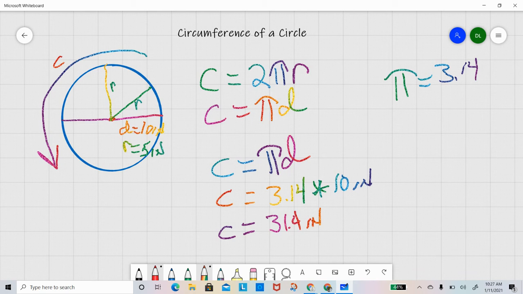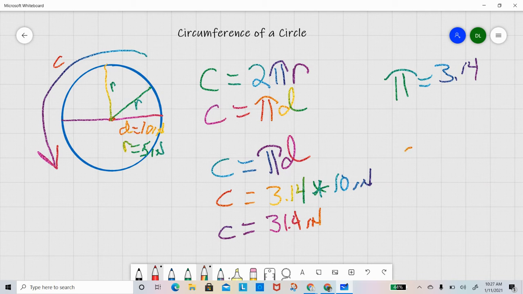Now remember, circumference, that's the distance around. So it's in single units, whatever the unit of measure is, whether it be centimeters, meters, feet, whatever, it's the distance around. Okay, so we have the circumference equals 31.4 inches.